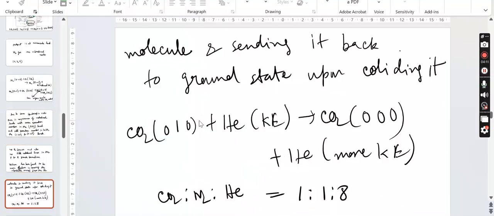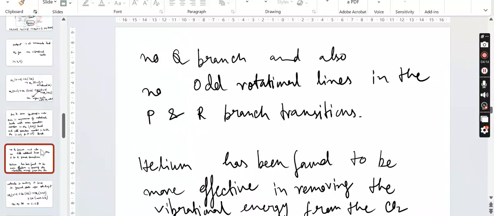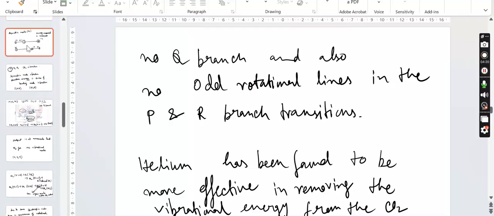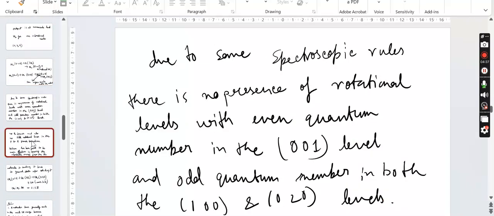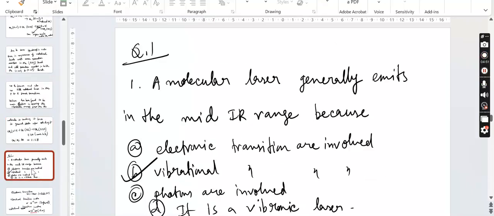I have also shown that the lowest energy required to produce vibration is for the bending mode, and the asymmetric mode needs the highest energy. The 000 level is almost equivalent to the 010 level in the energy level diagram.